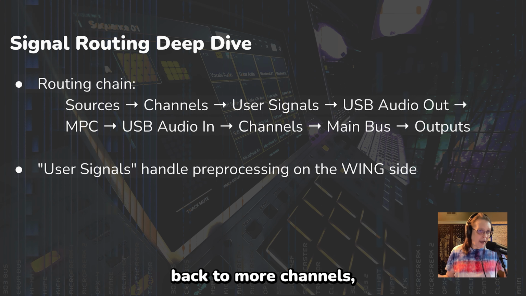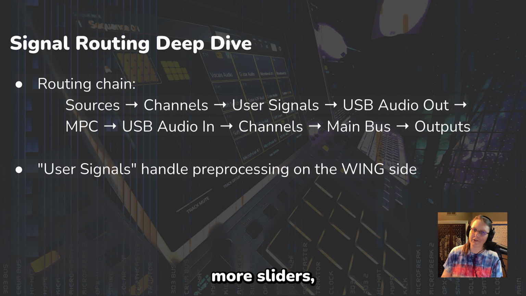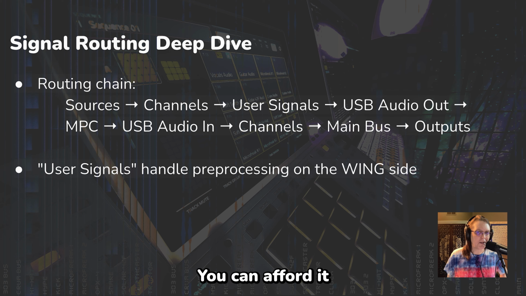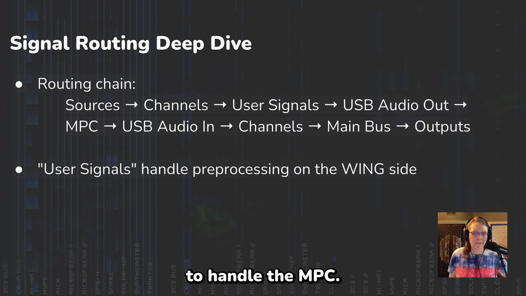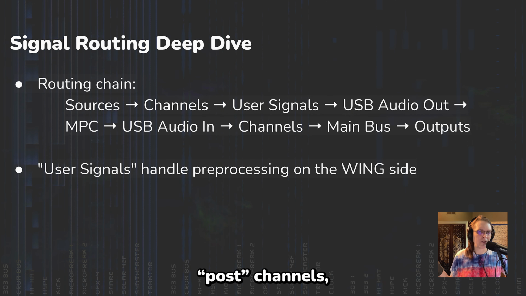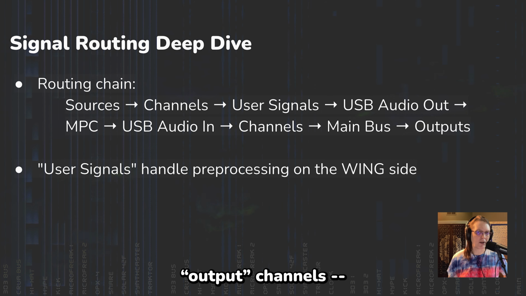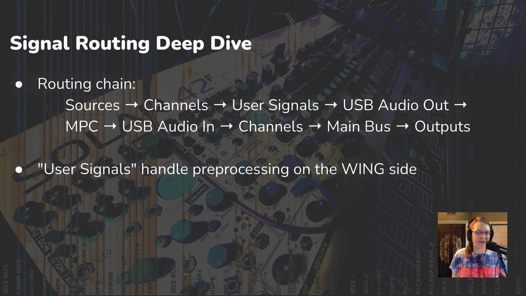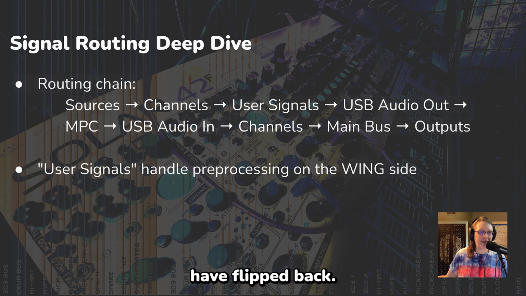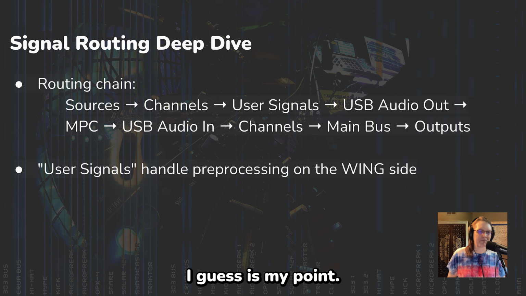Those get routed back to more channels, more faders, and so on. You can afford it because the Behringer Wing has enough to handle the MPC. And these are like post channels, like output channels. The earlier channels are like input channels. These are output channels from the MPC's perspective anyway. And we have flipped back. MPC's output channels are the audio source group, I guess is my point.